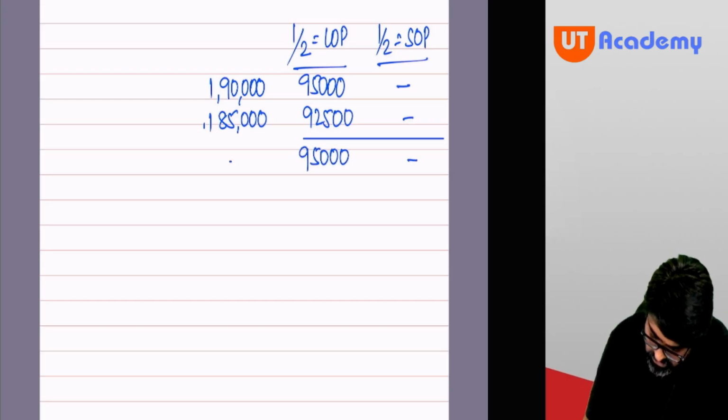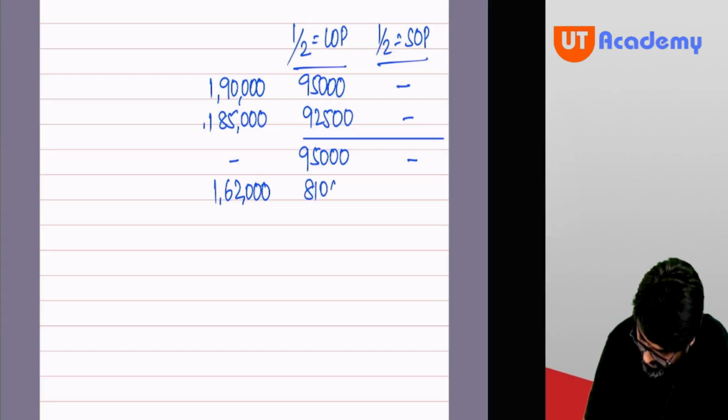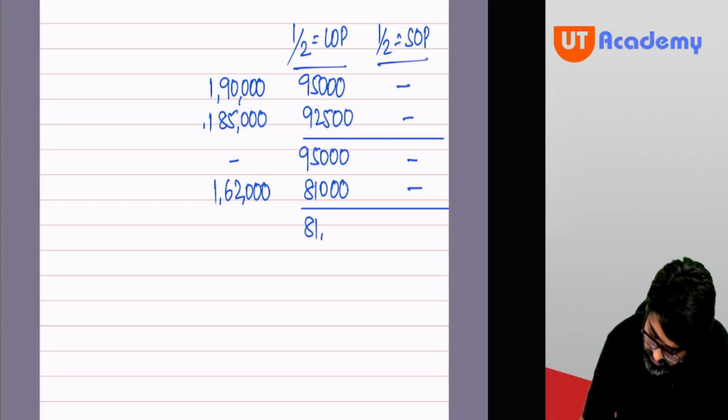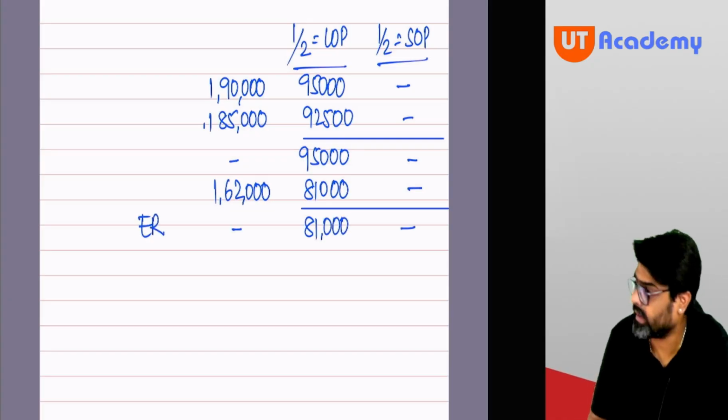95,000. What is the standard rent? Divide by 2. 81,000. The lower amount is 81,000. Can I say this is the expected rent?